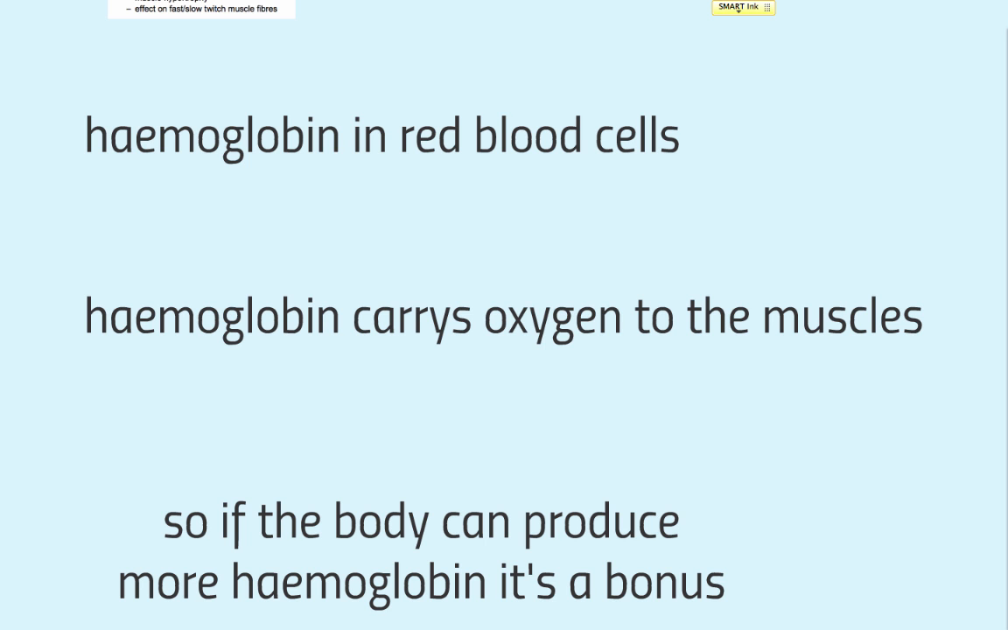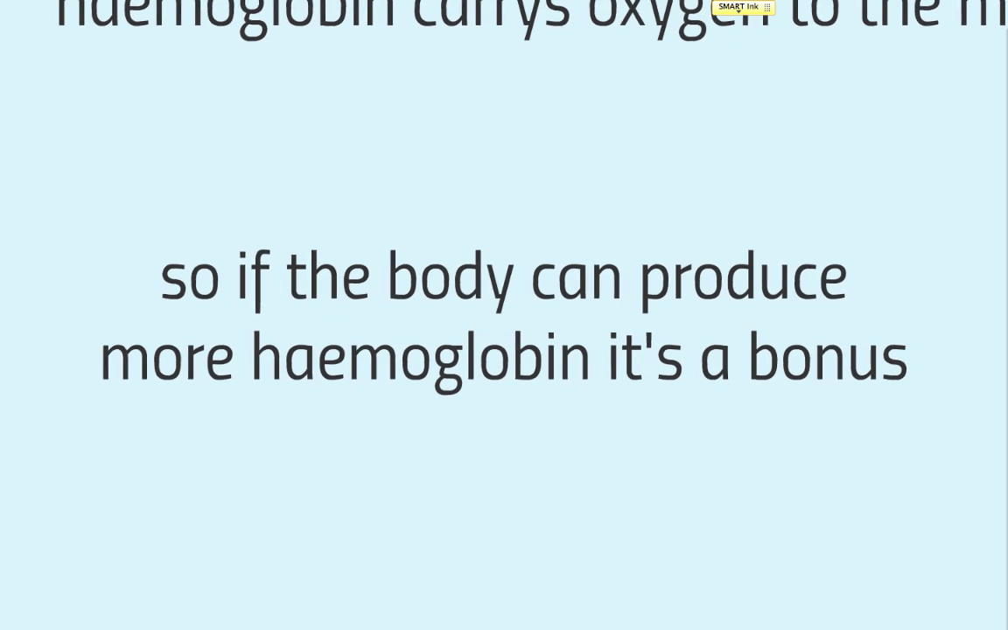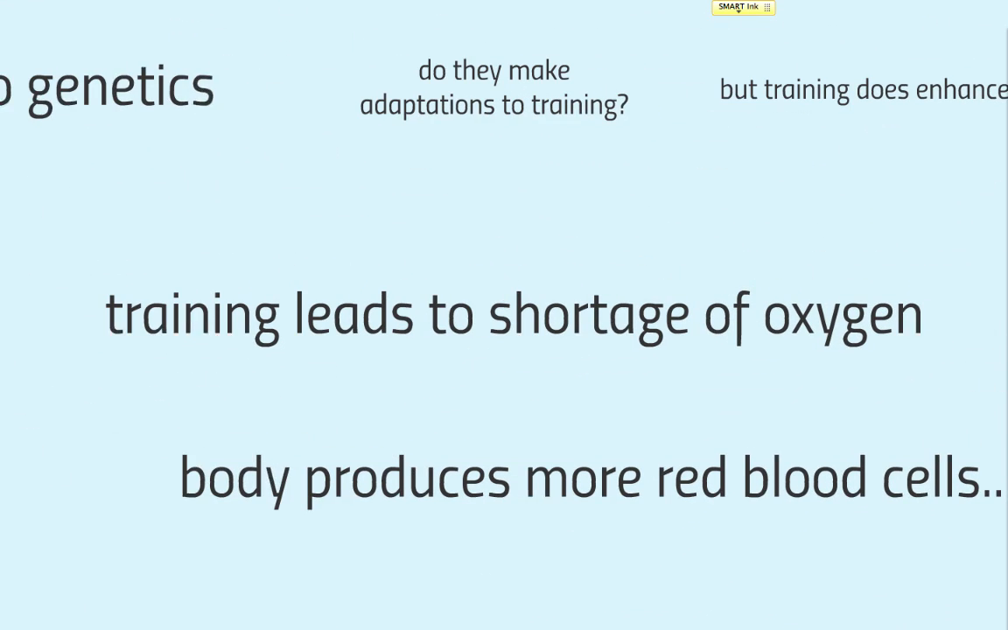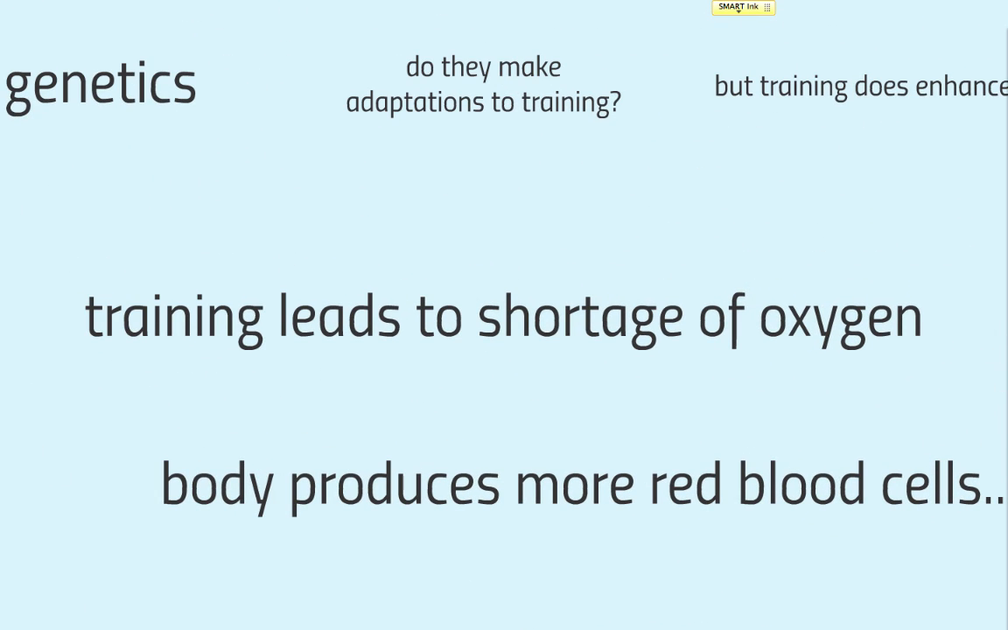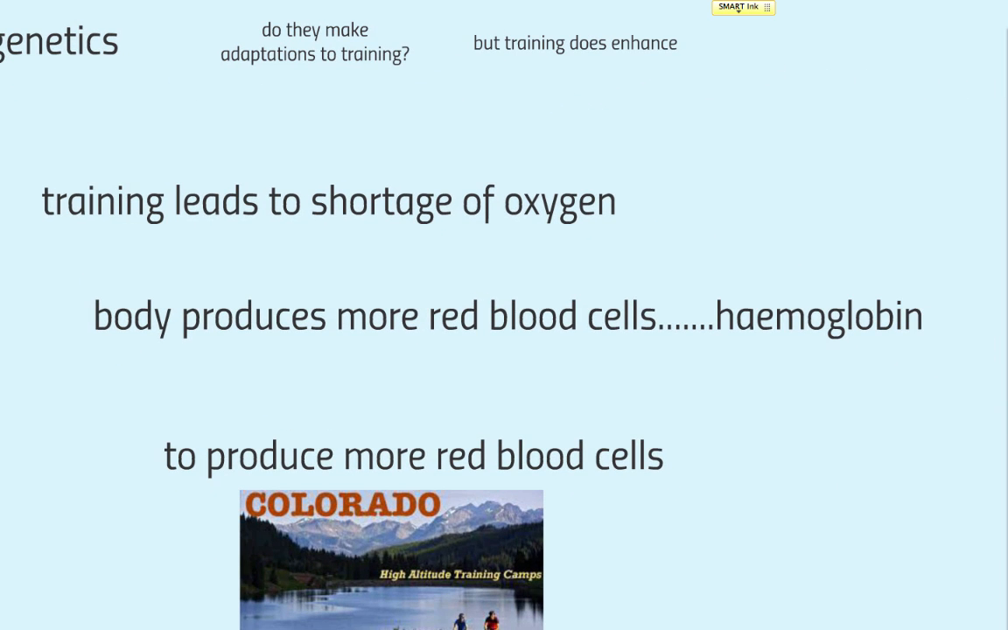Haemoglobin is an important component of red blood cells. Therefore, higher haemoglobin levels means more oxygen to the muscles and therefore improved performance. With consistent training, cells in the body become short of oxygen and the body responds by producing more red blood cells, and that of course means more haemoglobin.